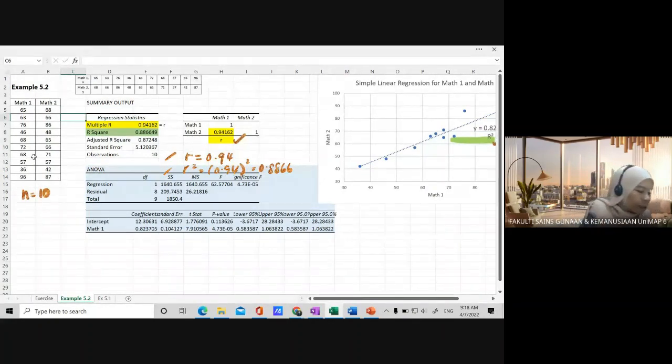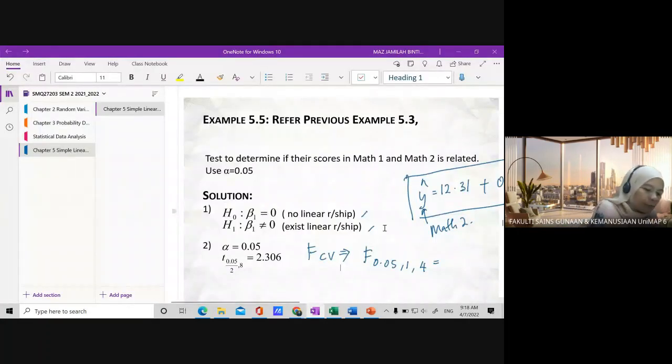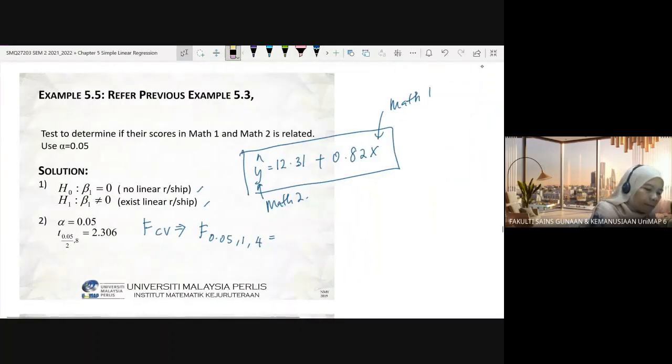So here is n minus 1. This one is n minus 2. So this one is the error, and this one is the regression. That's why I'm using these two values: 1 and 8. So this one would be 1 and 8.